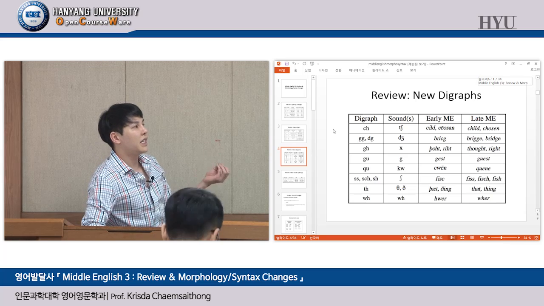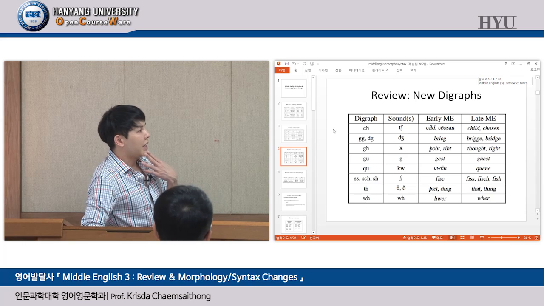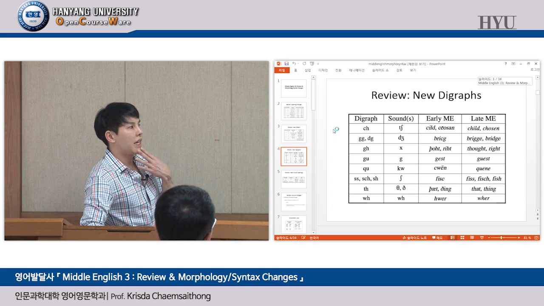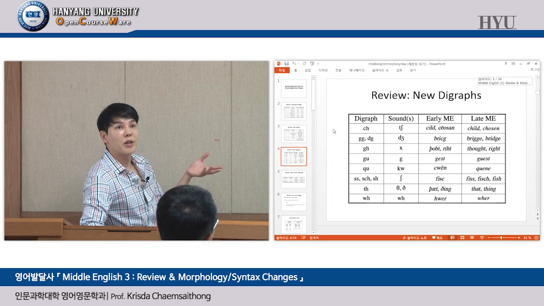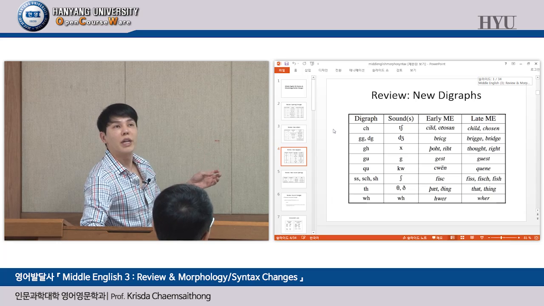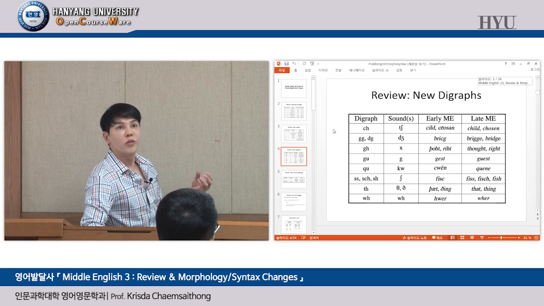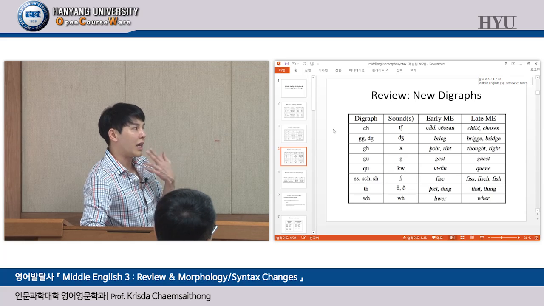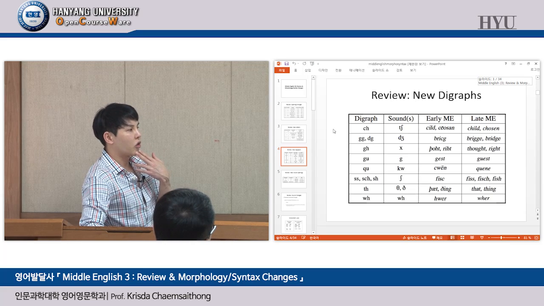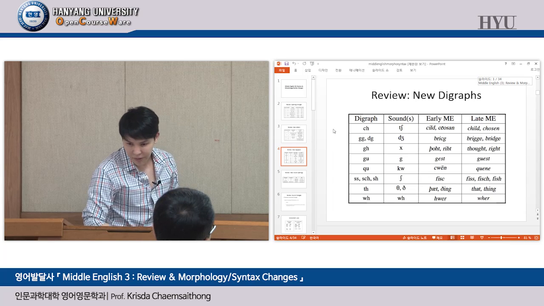And then GG and DG for CG in Old English, right? And GU for G as in guess. So guess, we spell it with GU. Same pronunciation, but we just change the spelling from G to GU, like that. CW changed to QU because of French also, and also Latin. And then you have other digraphs also. So this is what we talked about last time.